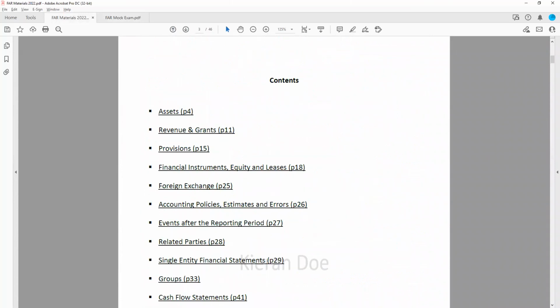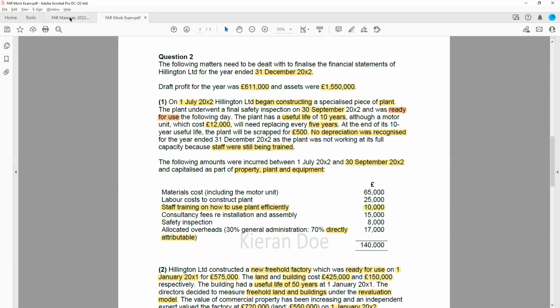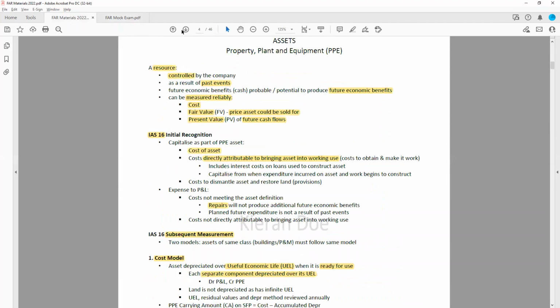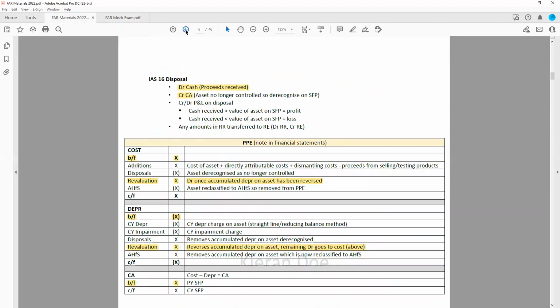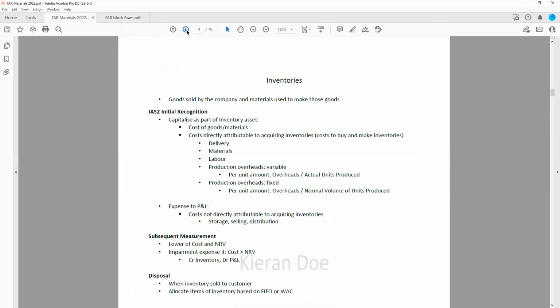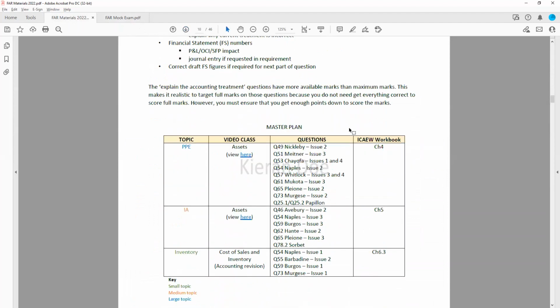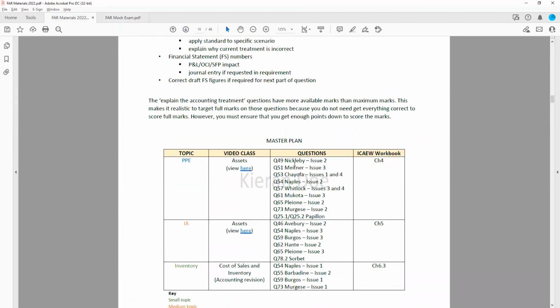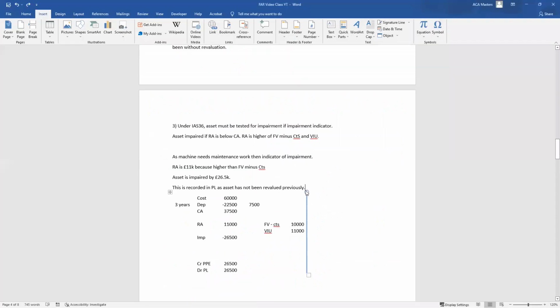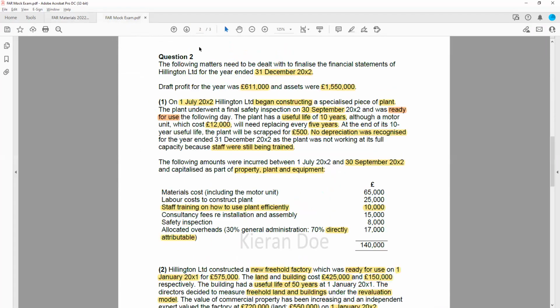There really isn't that much content to learn for each topic, but what's really important is you go away and practice several questions, one after the other. So for assets, after you've been through the notes, you can go to the latest version of our master plan, and we've got all the questions listed out. Usually in a question you might only have one or two of the issues on assets. Here we focus on assets, so we've created a question which is all on assets.